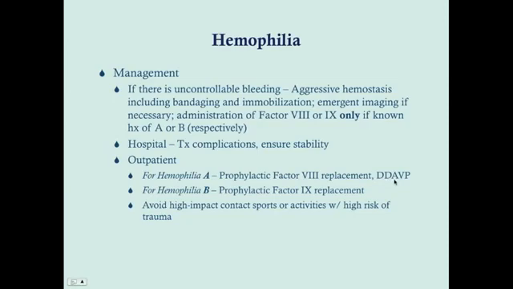And what DDAVP or desmopressin does is it releases stores of factor VIII, and so you're kind of putting the kid over the hill so they have enough factor VIII. Now, if it's a severe hemophilia A, that's not going to be good enough, so you'll have to also give factor VIII replacement. For hemophilia B, please remember DDAVP is not going to work because you have a factor IX deficiency, so you'll have to give factor IX replacement.